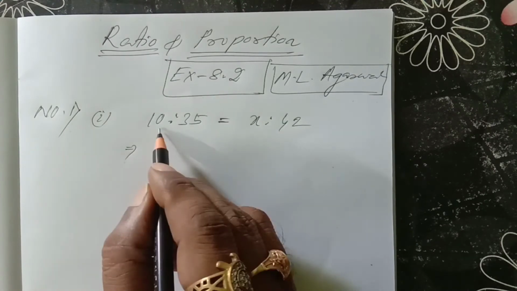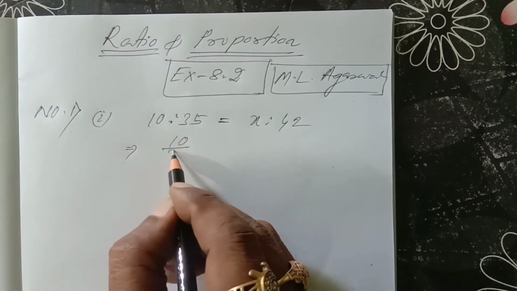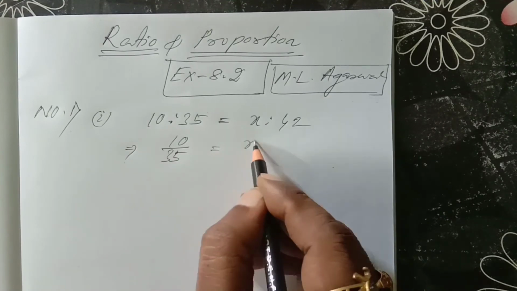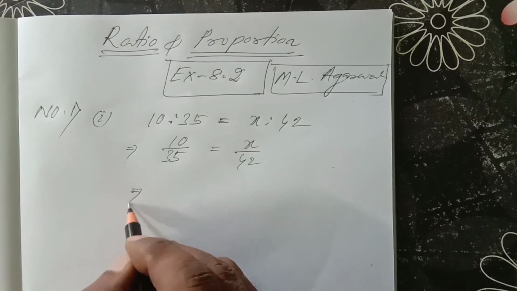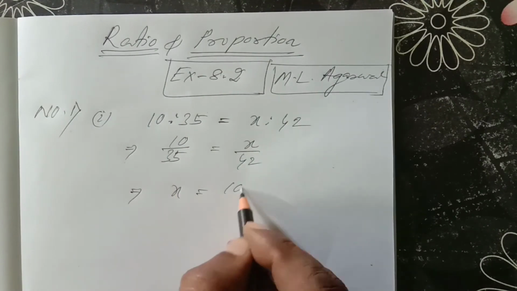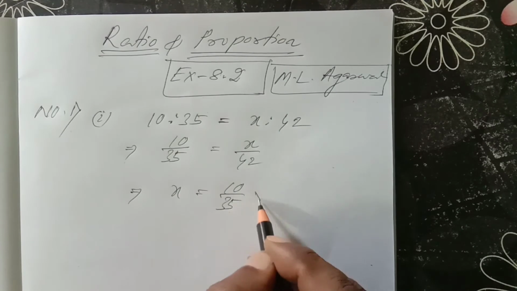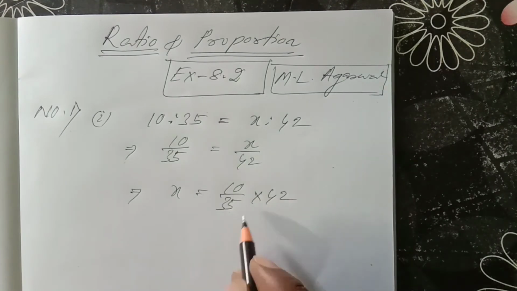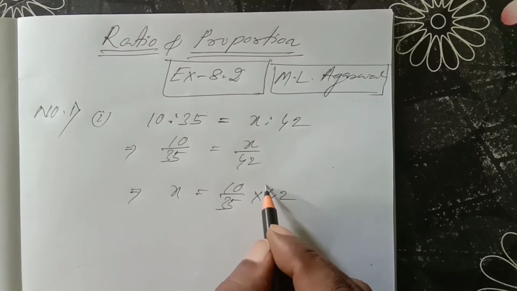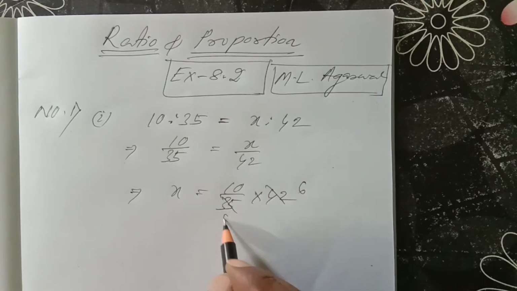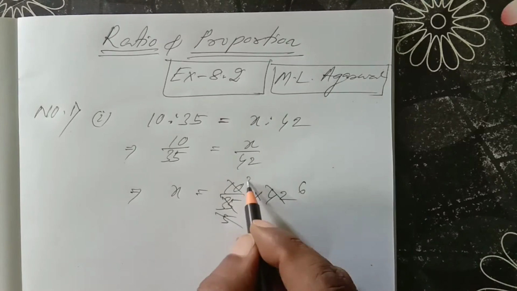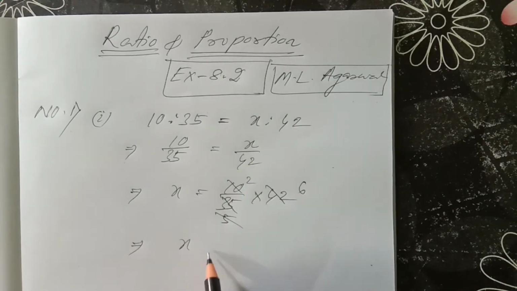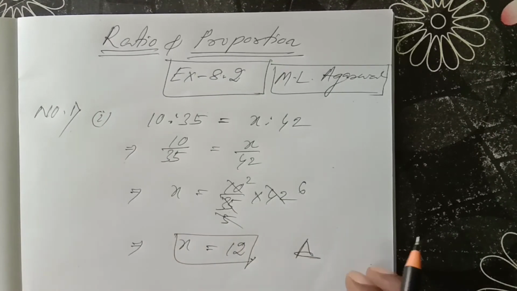What do you mean by 10:35? It means 10 by 35, and this is nothing but x by 42. After that, you have to find out the value of x. How? x is equal to 10 by 35 into 42. Now this will be cancelled by 7: 7 6s are 42, 7 5s are 35, 5 2s are 10. Finally, x is equal to 2 6s are 12. So the value of x is equal to 12.